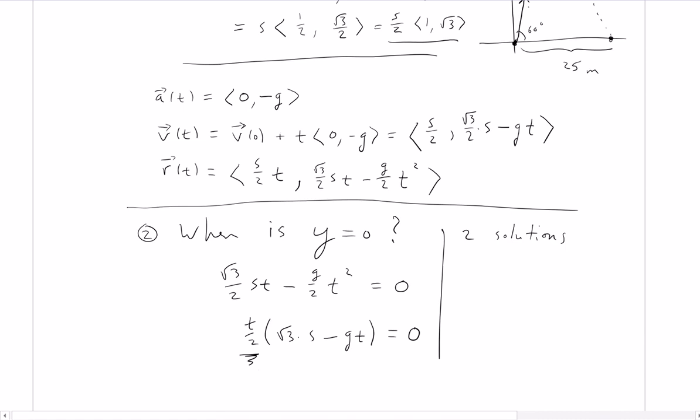One solution from the first factor is when t equals 0, but that doesn't help us. We already knew that y was 0 when t was 0. That's just because it was fired from the ground. But our second solution is when the thing in parentheses is 0. And now we can solve this for t. So this is square root of 3s over g.